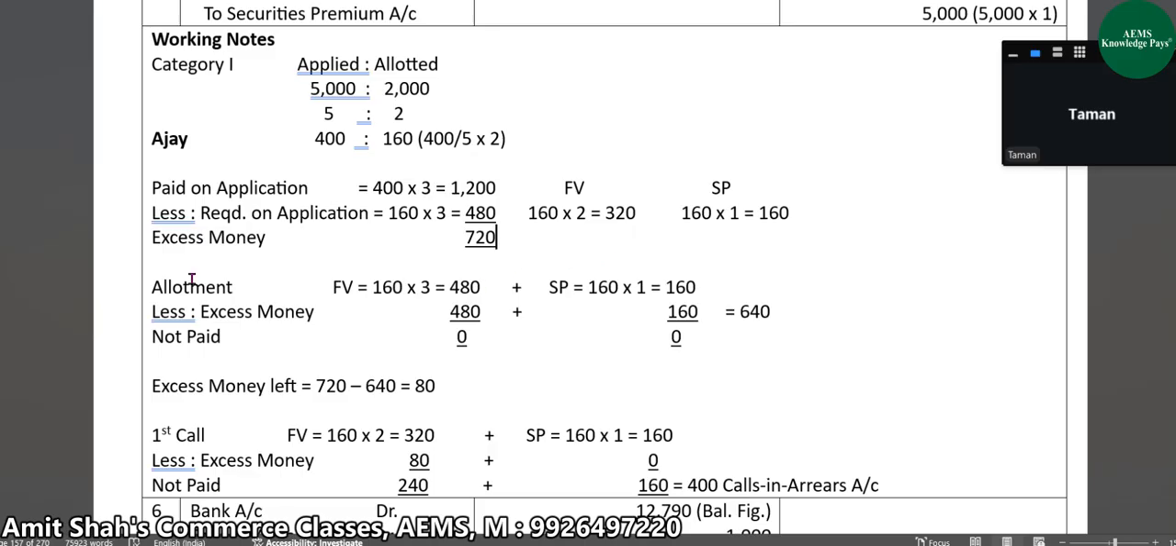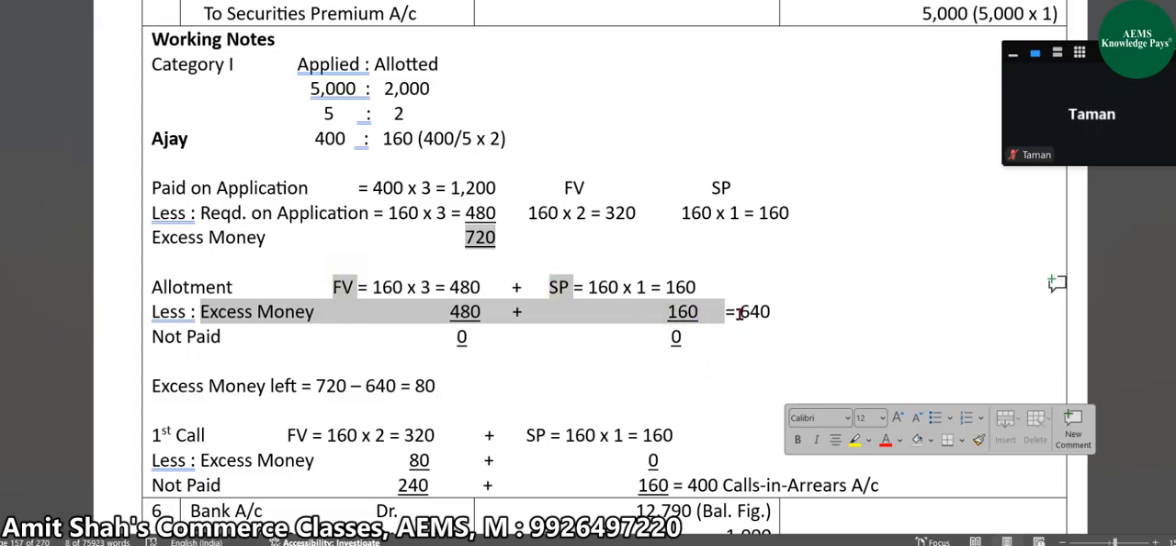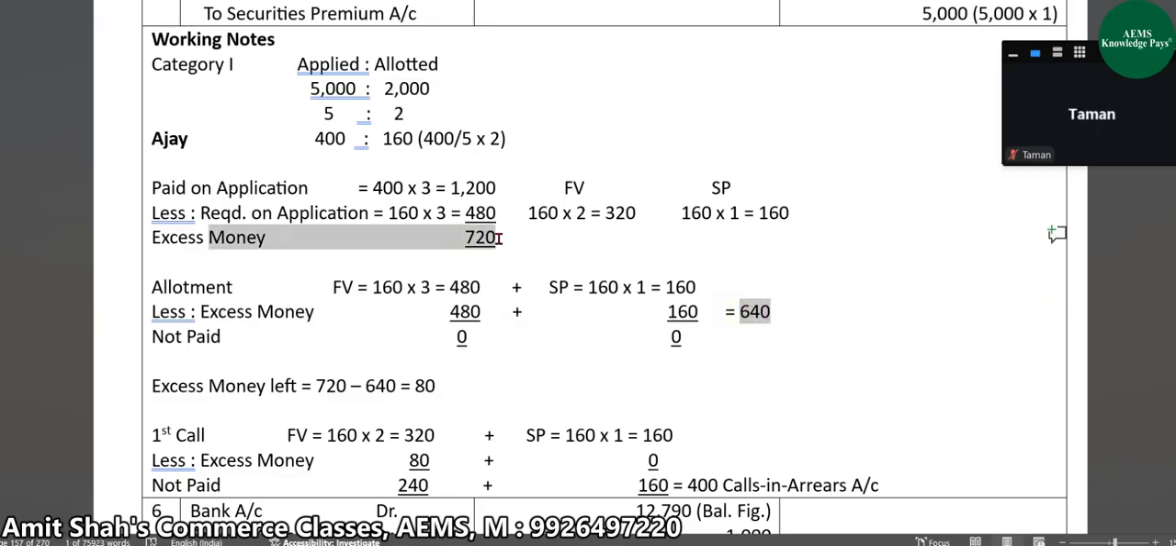Now we have excess money of how much? 720 from Ajay. Again, we require from him on allotment how much? Face value 480 and premium 160. So out of the 720, we will first adjust towards face value. But on face value, we require only 480. So out of 720, we have adjusted 480 here towards face value and 160 here towards securities premium. So total amount that we have adjusted out of excess money of 720 is 640. But after that also we have excess money left of rupees 80. That is 720 minus 640.